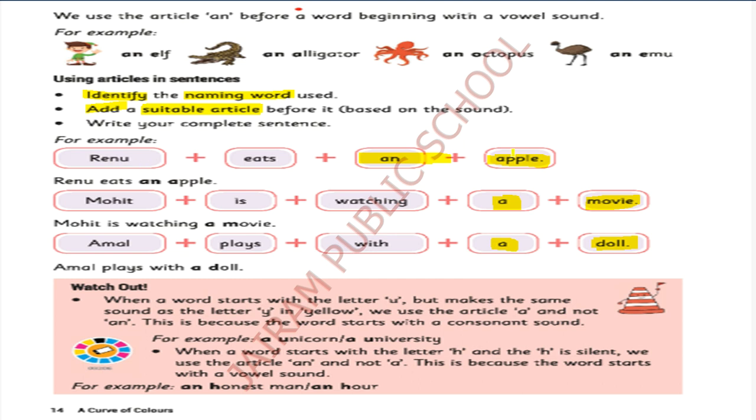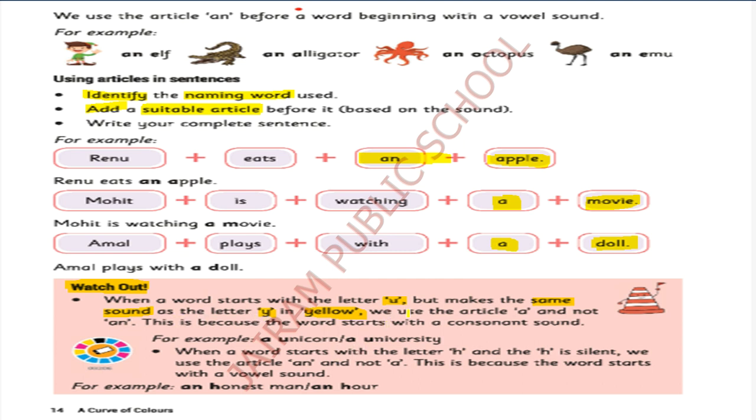Kindly practice these articles by framing sentences on your own in your rough note. Watch out. Whenever "watch out" comes, you have to concentrate more and listen carefully. When a word starts with the letter U but makes the same sound, in the sense it says the name of the letter, that is U. The sound of Y, the sound of Y is "yoo". Like yellow, as the letter Y.